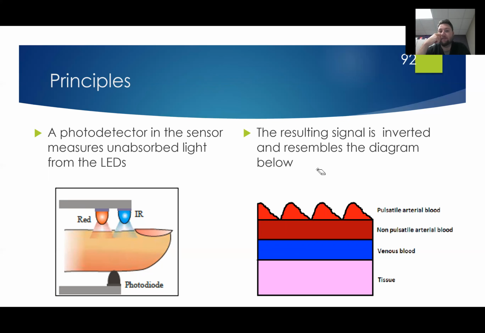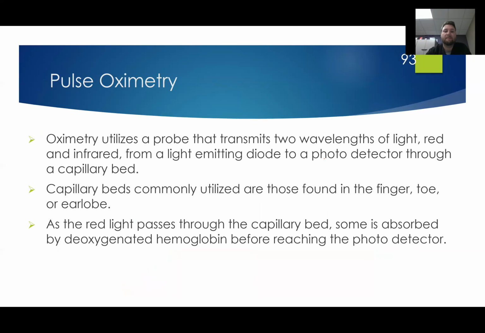And when you're looking at your display on your pulse ox, it should look like this, which would be pulsatile. So this will be like your artery. Every heartbeat should be a nice kind of mountain like that.